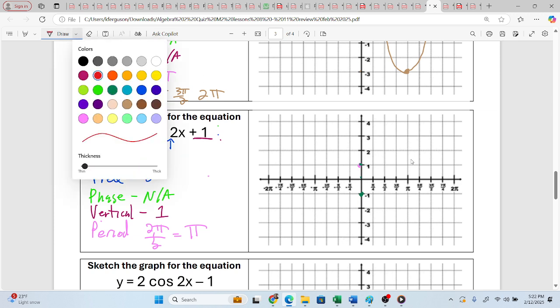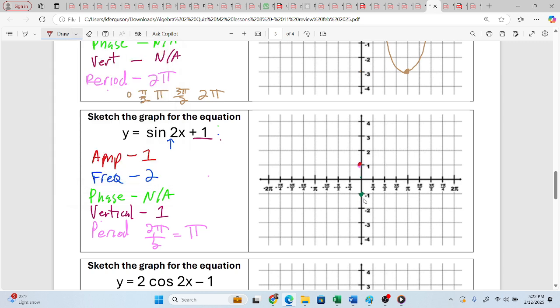So let's say that instead, let's mark our high point and low point with red. So my high point is going to go up, and my low point is going to go up. My high point is going to be 2, and my low point is going to be 0. All right. So let's keep that in mind.